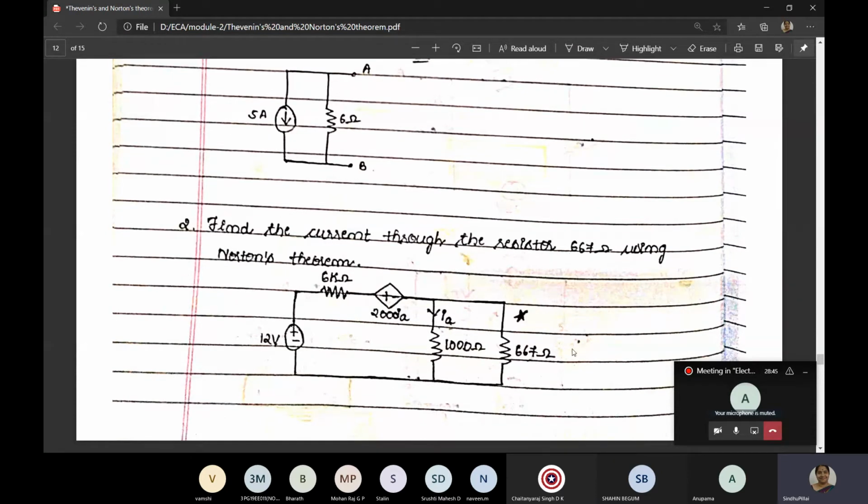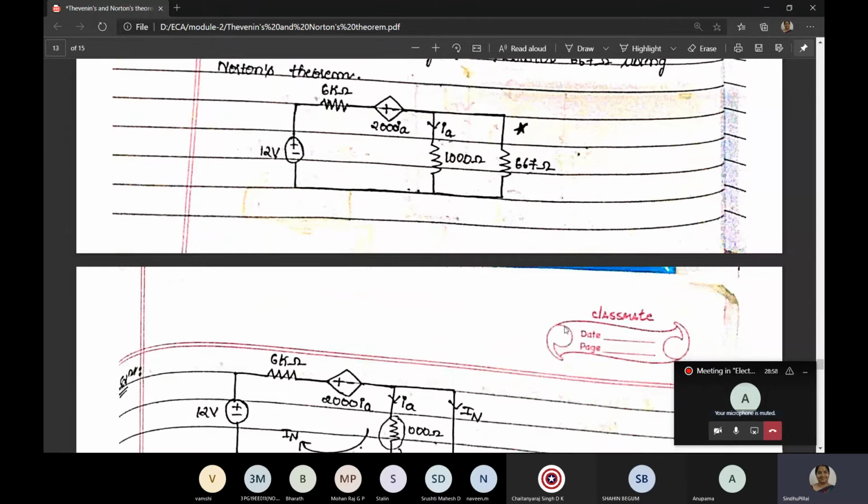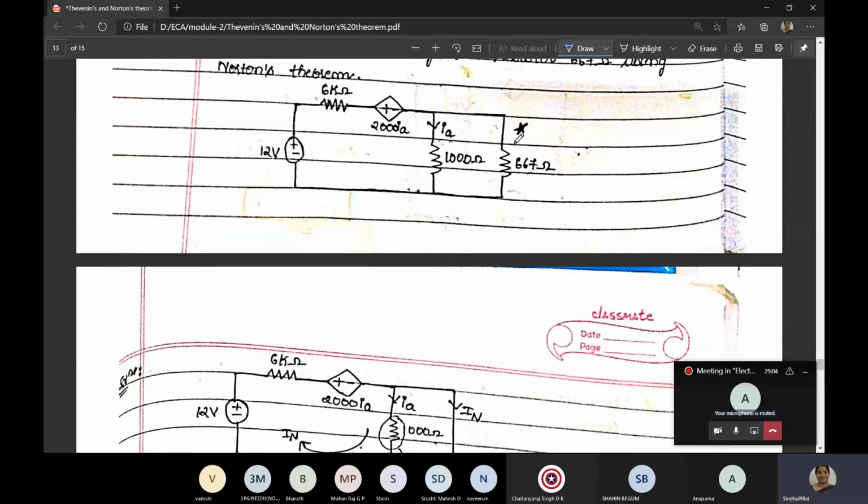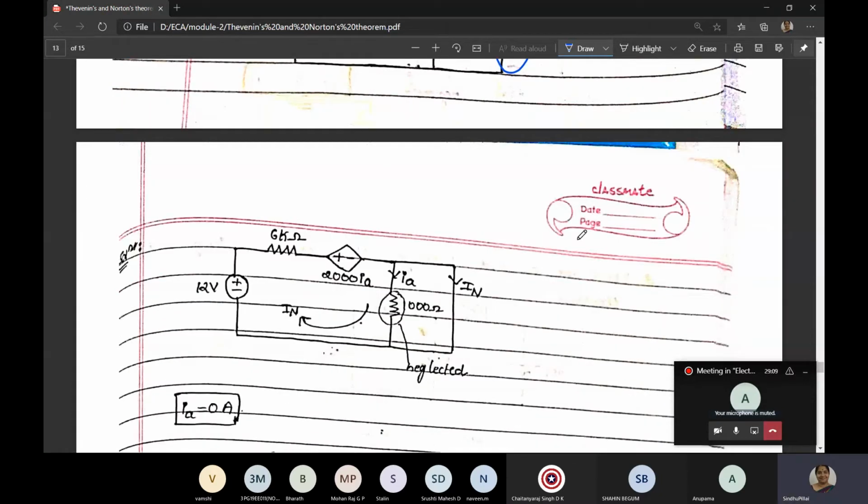Find the current through the 667 ohm resistor using Norton's theorem. So this is the load, 667 is the load. You have to find the current through this resistor. So what we have to do with the load terminal? This load terminal should be shorted. So which is the load, you should be able to know. This is the load terminal. It is completely shorted.